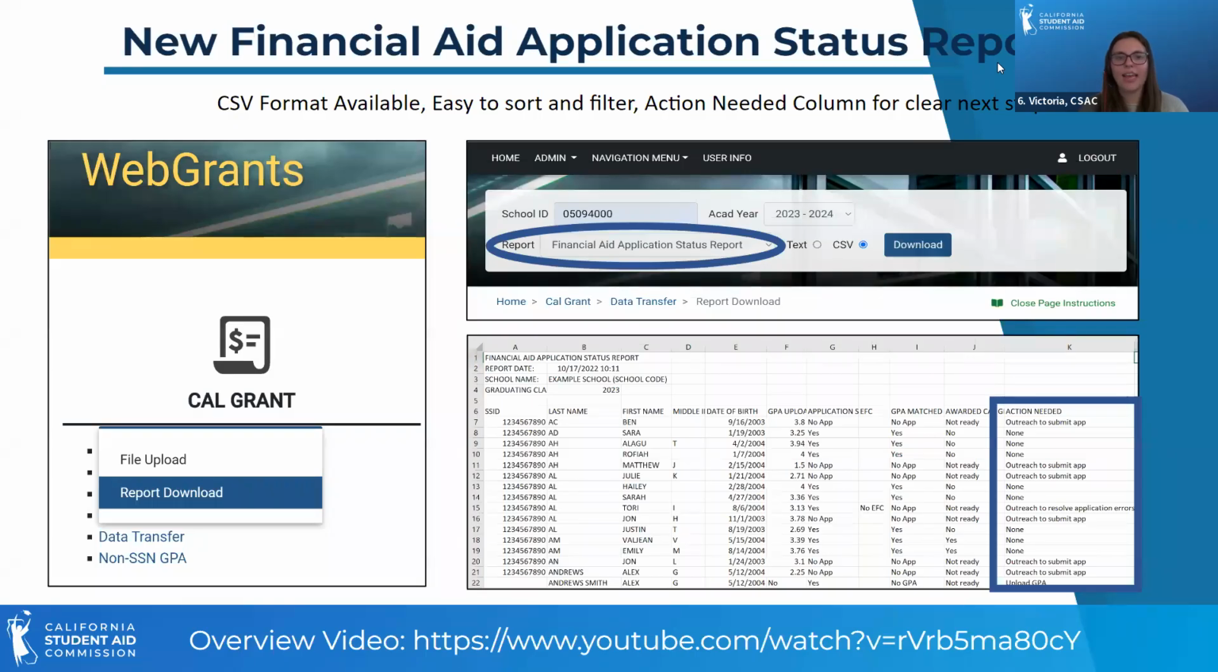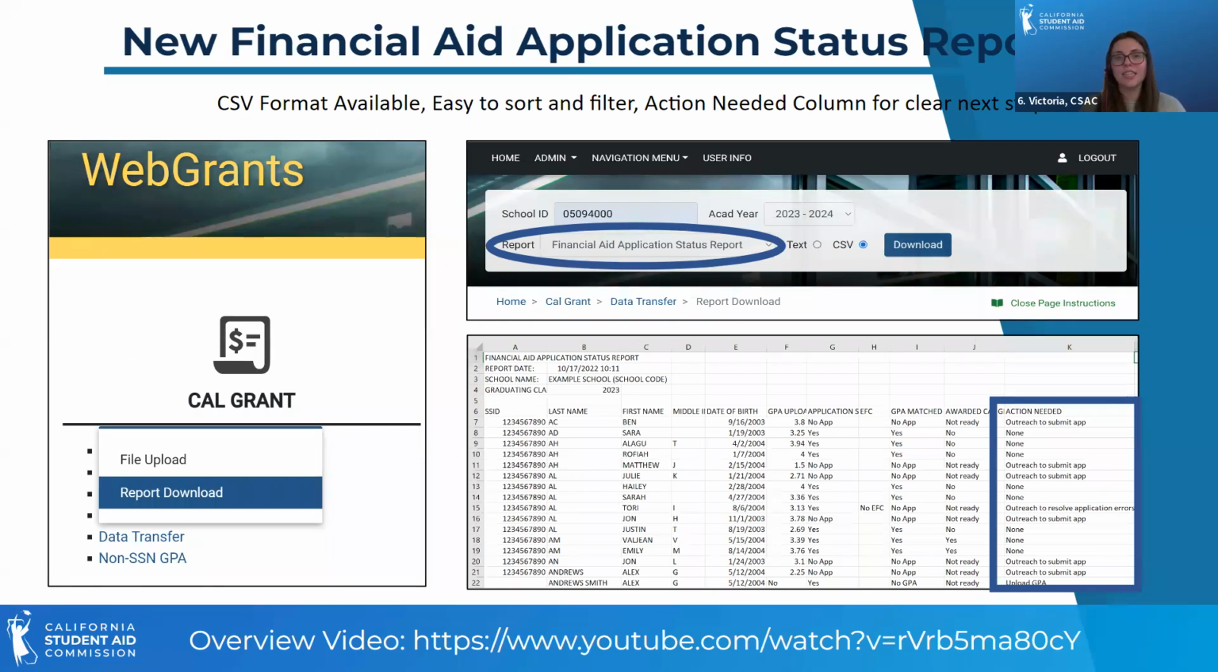All right, and then we do have a brand new financial aid application status report. This is geared towards anyone who's working at a high school. If you are at a high school and you have Web Grants access, then you can start working this report, and it can be super beneficial for your outreach purposes with AB 469. We developed this for AB 469.